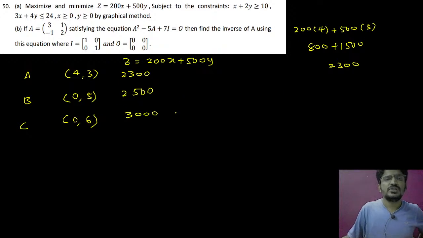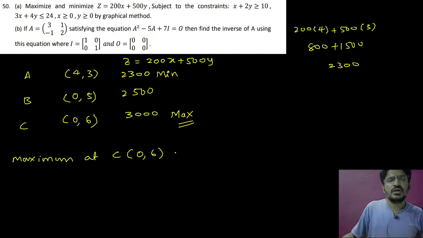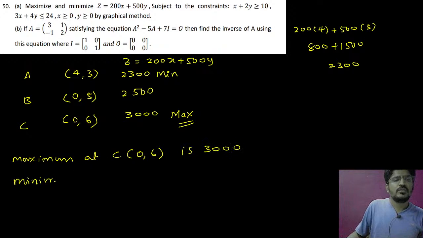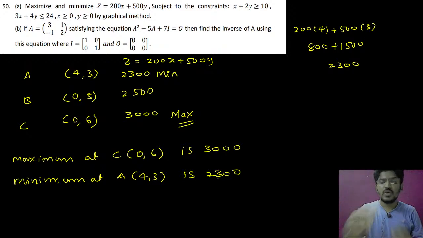So therefore maximum is 3000, minimum is 2300. Maximum at C, 0,6, is 3000. Minimum at A, that is 4,3, is 2300. Clear? So this is our required answer.